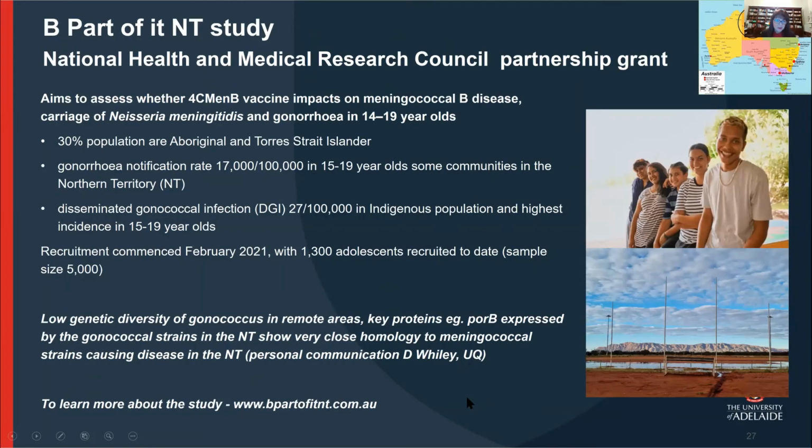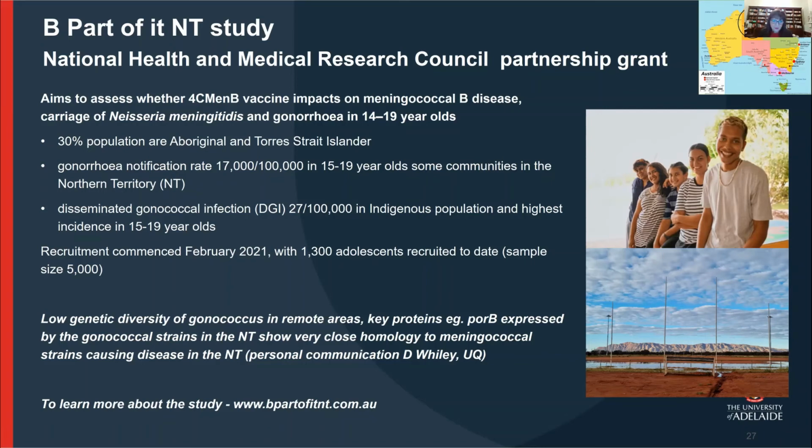So we've gone on to undertake a study in the Northern Territory, which is on this map, the northern part of Australia there, as indicated. In the Northern Territory, rates of gonorrhea are much higher than anywhere else in Australia. Not only that, the highest rates are in the 14 to 19-year-olds. In some remote communities, the notification rate is as high as 17,000 per 100,000 in the 15 to 19-year age group.